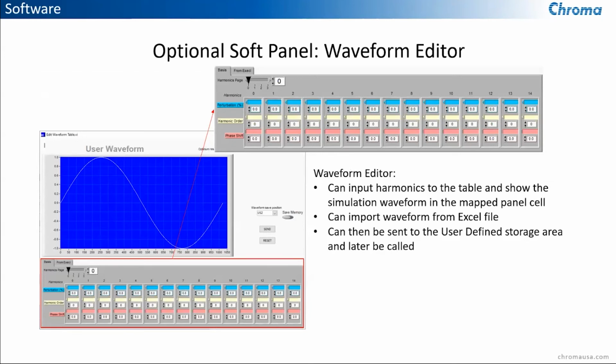With the waveform editor, the user can input the harmonics into the table, and the blue panel cell will show the simulation waveform. You can also import a CSV file from Excel with your custom waveform. So you can do that here. We can see that there's a tab here that says from Excel. You would import that CSV file that contains your custom waveform, and then you could save that and send it off to the unit for later use. So it can be saved into one of its user-defined waveforms.